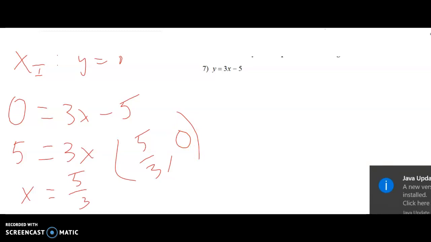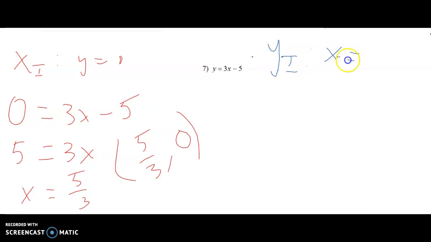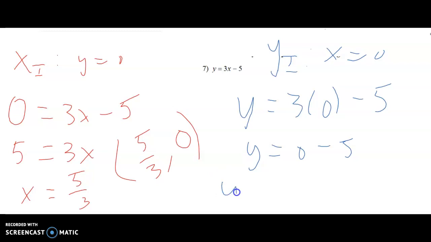Nice. Now for the y-intercept, I set x equal to 0. 3 times 0. Some students here might try to add 5 to both sides, but remember, we're solving for y. y is already by itself. Leave it alone. We're just going to do order of operations. 3 times 0 is 0. 0 minus 5 is negative 5. Then I write it as an ordered pair. x was 0. y was negative 5.